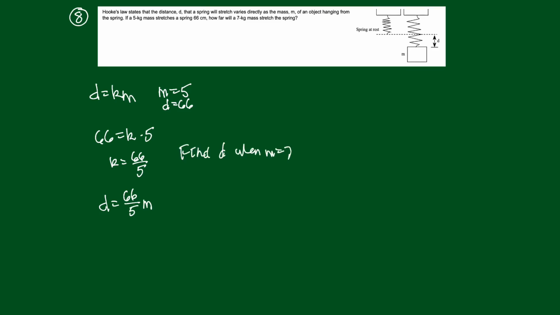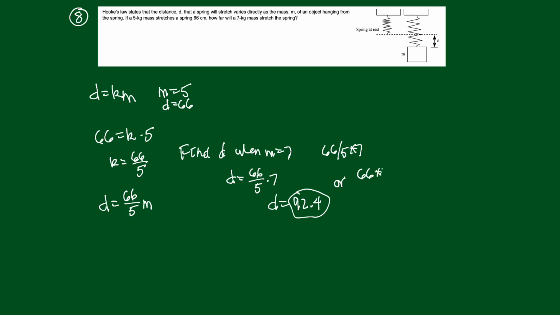So what we want to do now is find how far, so find D, a 7 kilogram mass will stretch the spring. All right, so I want to find D when m is equal to 7. So let's substitute these numbers. D is equal to 66 over 5 times 7. On my calculator, I'm going to put 66 divided by 5 times 7. So we will get D equals 92.4. But I know how these answers are sometimes supposed to be written, so I could use 92.4, or I could write it like this.